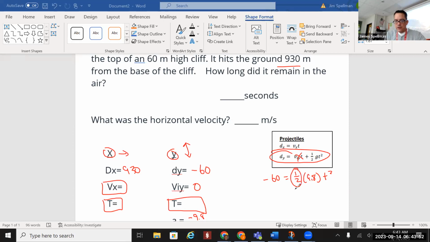So again, I get rid of that. I'm multiplying by 2, and that's going to cancel it out. I'm going to get rid of this by dividing by 9.8, which is going to cancel that out. And then to turn this into t, I need to take the square root of all of this. Again, that should be negative 9.8 for our distances. So let's see if I can remember that 60 and 9.8.